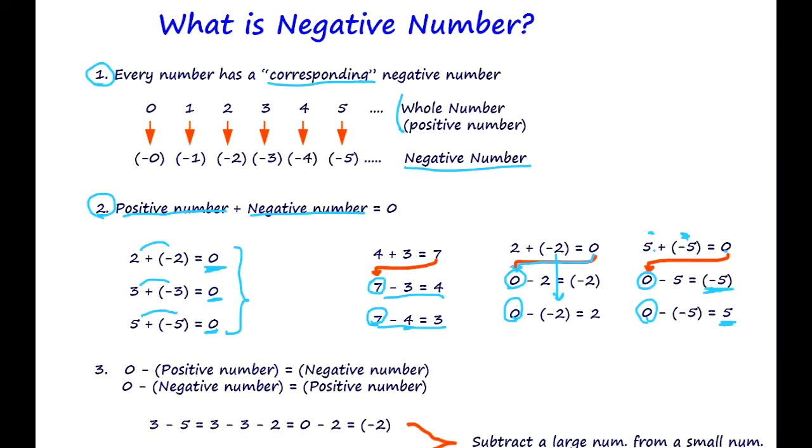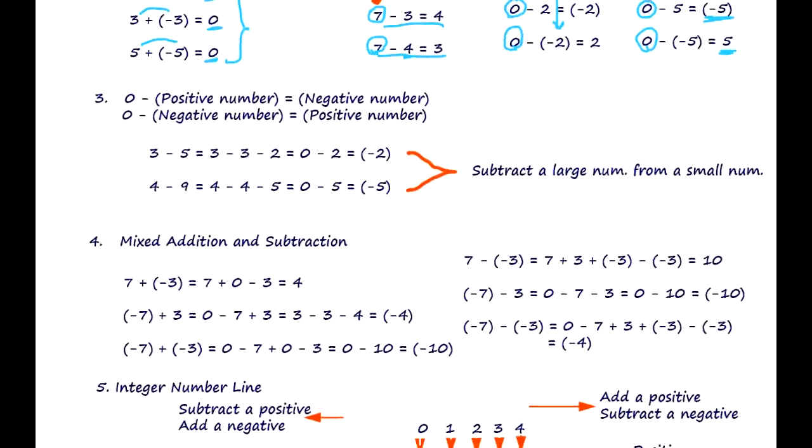Okay, so far so good. Now what we cover next is number 3. 0 minus a positive number is a negative number, and 0 minus a negative number is a positive number. We already did that, but we extend this into two-number subtraction.